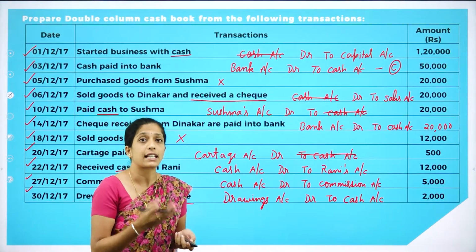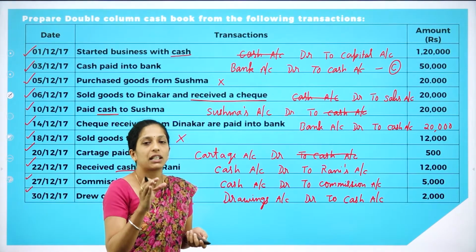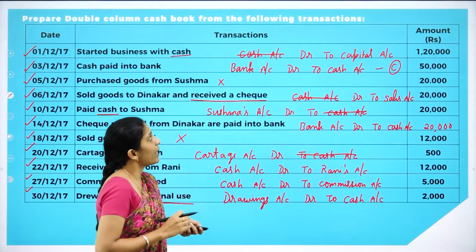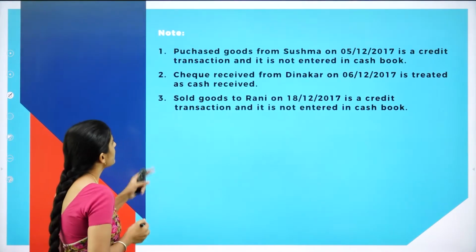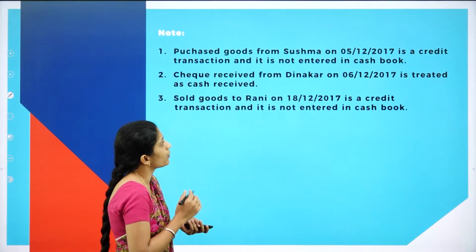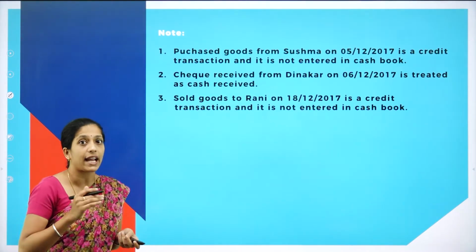So as I told, it is a credit transaction because they have not given the word cash here. So we have to write a note for that. Next is check received from Dinakar on 6/12/2017 is treated as cash received.